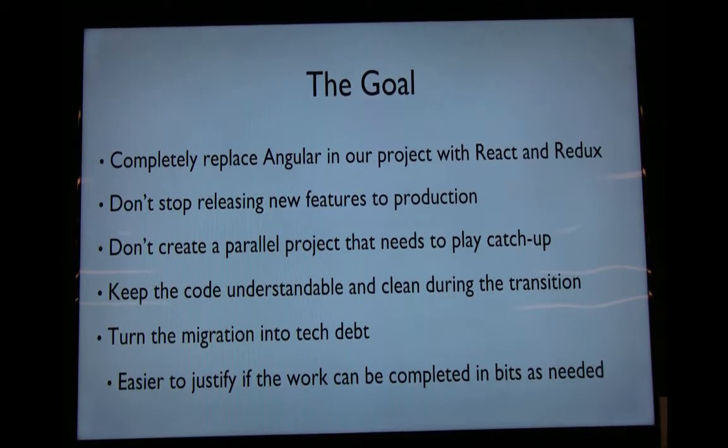But if you can do all this, then you basically turn the migration into tech debt. And tech debt is a lot easier to justify because it's not going to be a big blocker for any kind of new features. You can get to it as needed and break it up into smaller pieces. And that makes it a lot easier to justify and sell and just manage overall.